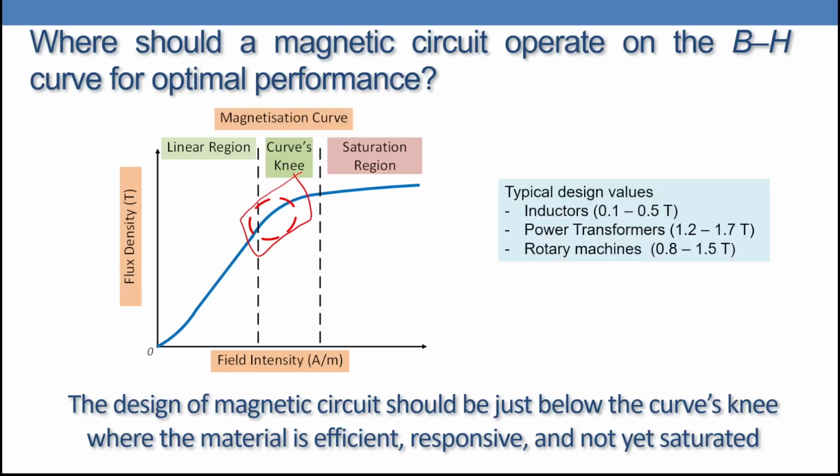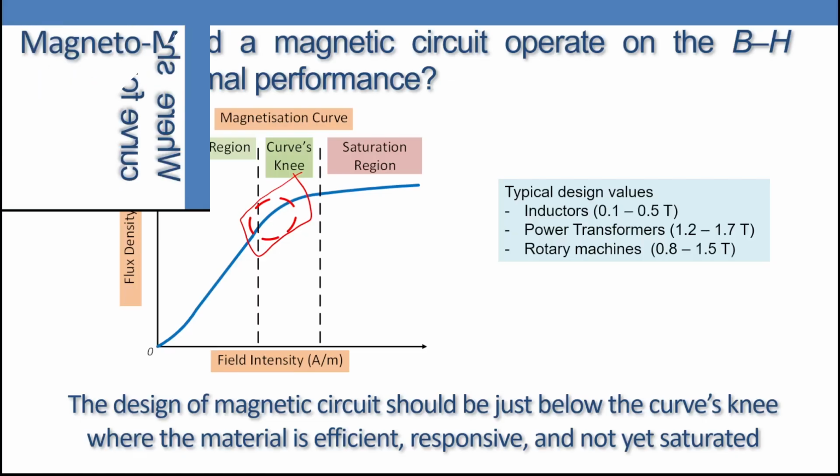If we're going to design an inductor, the range will be 0.1 to 0.5 Tesla to avoid any saturation due to the DC bias. For power transformers, the range will be 1.2 to 1.7 Tesla. For rotary machines, the range will be 0.8 to 1.5 Tesla. In the air gap of rotary machines, it will be in the range of 1 Tesla.